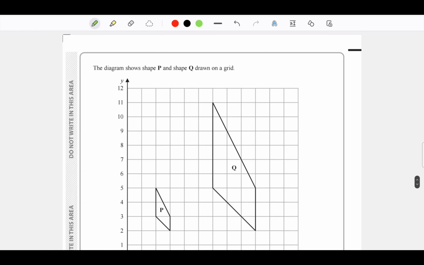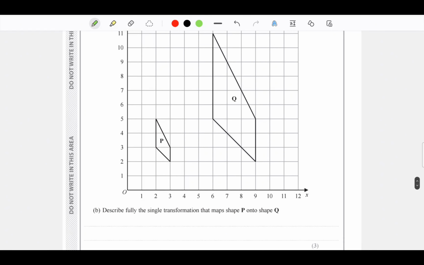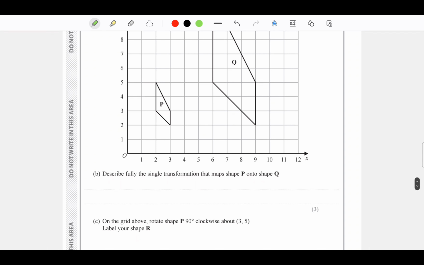The diagram shows shape P and shape Q drawn on a grid. Describe fully the single transformation that maps shape P onto shape Q. So in this case, shape Q is an enlargement of shape P with a scale factor of... so now we need to know what the scale factor is.